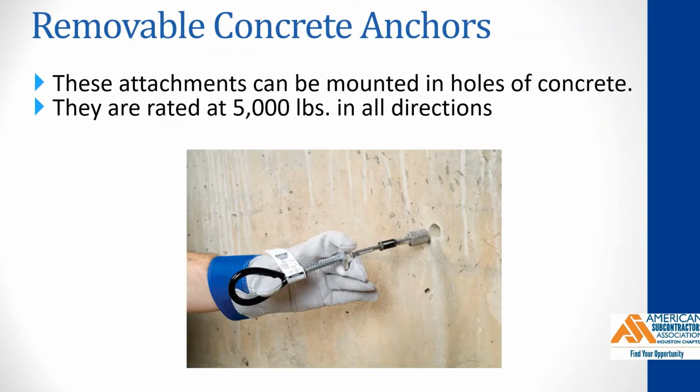Removable concrete anchors are another type of manufactured anchor ring that is already designed and rated and can be used by anyone following the installation instructions. These attachments can be mounted in concrete and they're rated at 5,000 pounds in all directions.